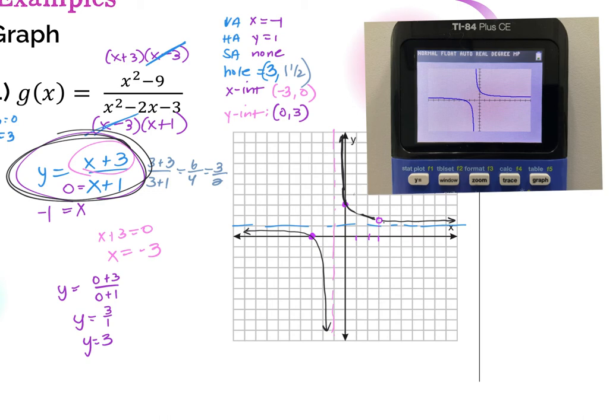So every question, and there's 4 of them, every question has all of those blanks. Vertical asymptote, horizontal asymptote, slant asymptote. If there's none, you put the word none. Hole. If there's none, you put the word none. But if there's a hole, then you have to make sure you give me the coordinate point for that hole. And then you have to show it on the graph.